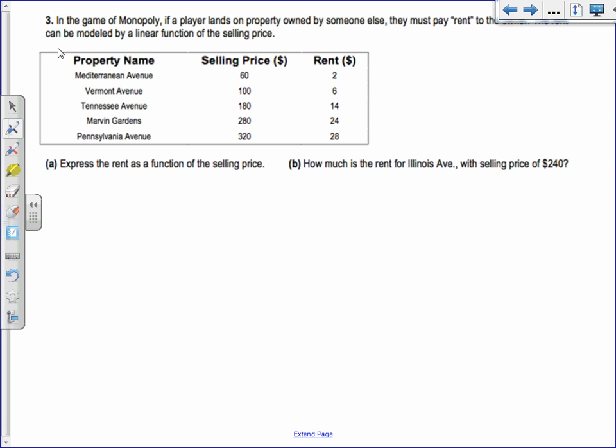All right, so it says if a player lands on a property owned by someone else, they must pay rent. And this rent is actually modeled by a linear function of the selling price. So it's related to the selling price, which makes sense. Like Boardwalk, it was always really expensive to buy, but when people landed on it, you got a lot of money. So it was exciting. All right, so express the rent as a function of the selling price. When you say function of, the thing after it is x, right? y is a function of x, f of x. So rent is y, selling price is x.